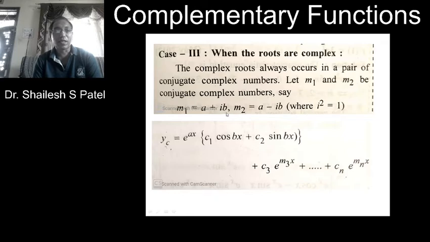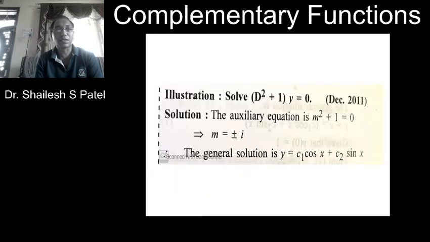Identify the values of a and b from a plus or minus ib, then write down e raised to ax outside and, in brackets, c1 cos bx plus c2 sin bx. That's all. The other part can be written depending upon case 1 and case 2, but here the solution is written in the form of cos and sin. So now let us see some examples.